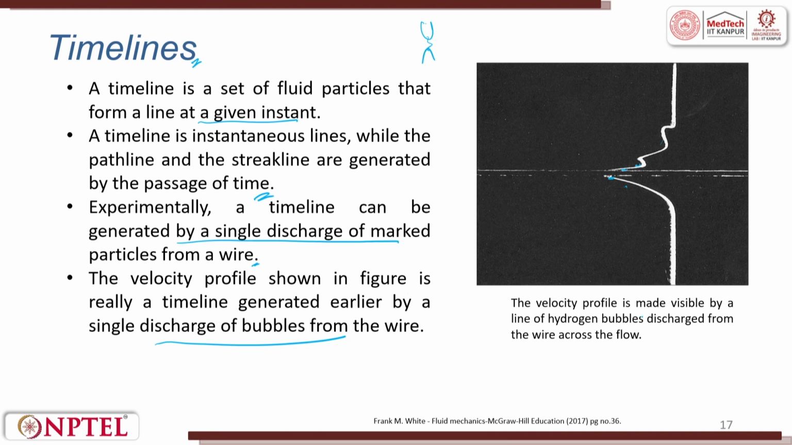The velocity profile is made visible by a line of hydrogen bubbles discharged from the wire across the flow. So, here there is a flow which happens and here there is a wire which is kept. Right. So, this is what we talk about as timelines.